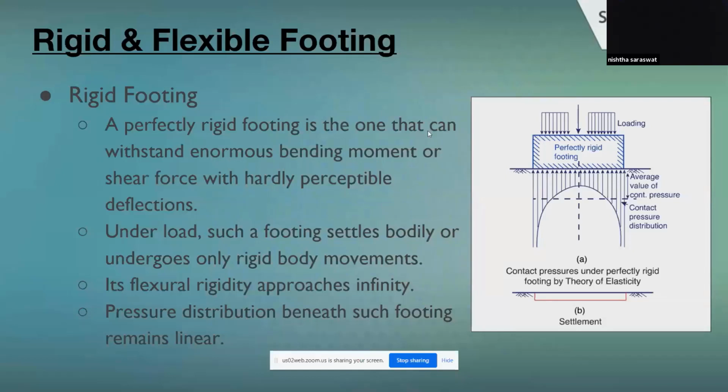When it comes to a rigid foundation, for example concrete, we want the entire footing, the entire foundation or structure, to not have that flexibility but to settle uniformly, so we will have a rigid foundation designed for it.